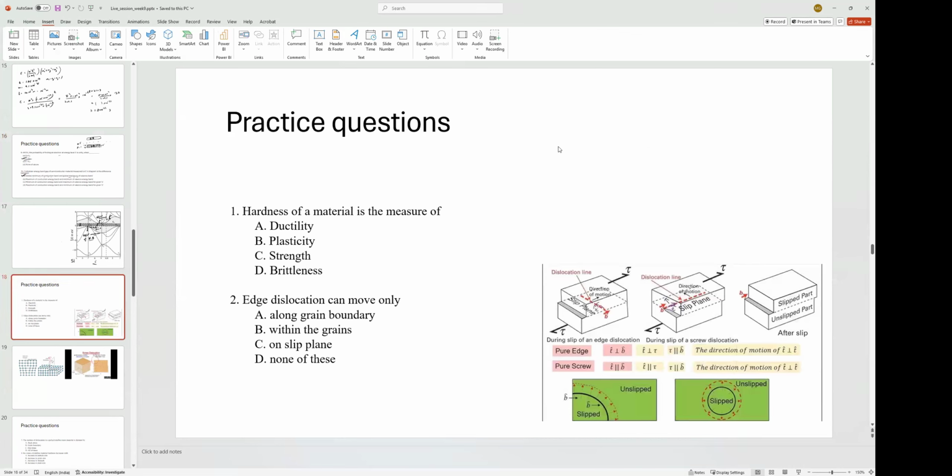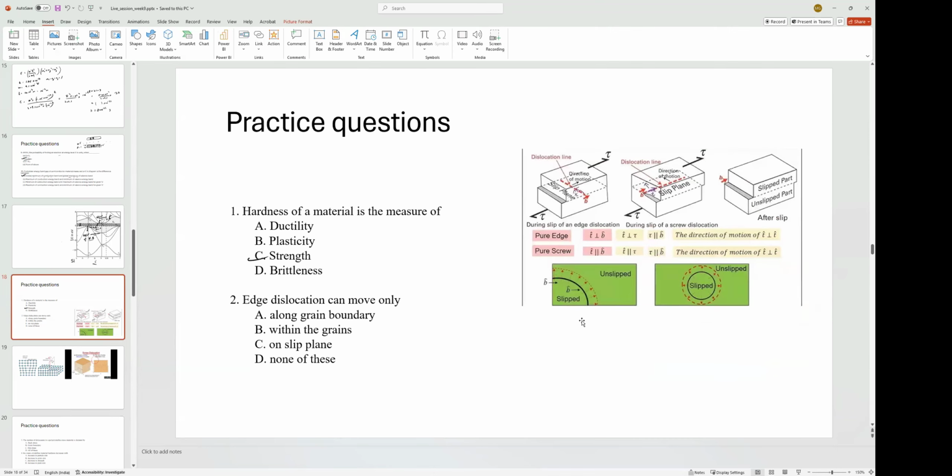Hardness of a material is a measure of the strength of a material. To quantify that, a dislocation can only move along its slip plane. So this is your dislocation, and it can only move on the slip plane.